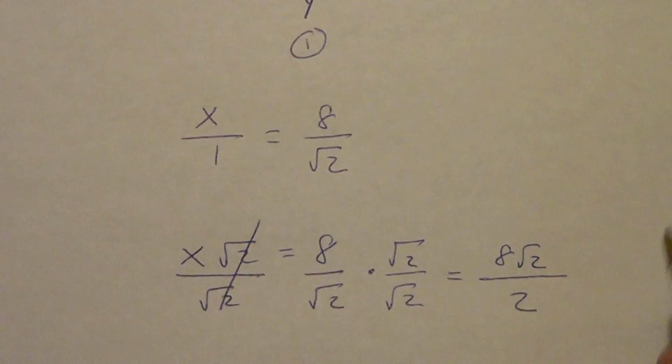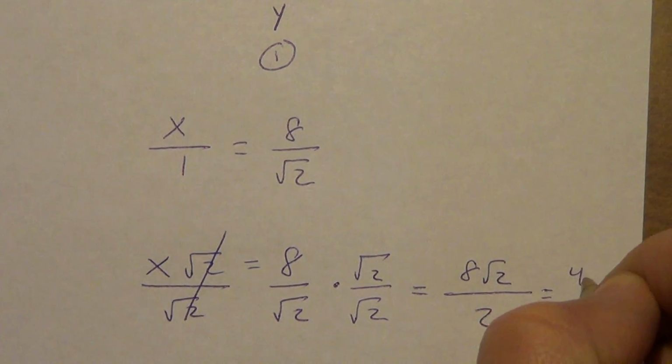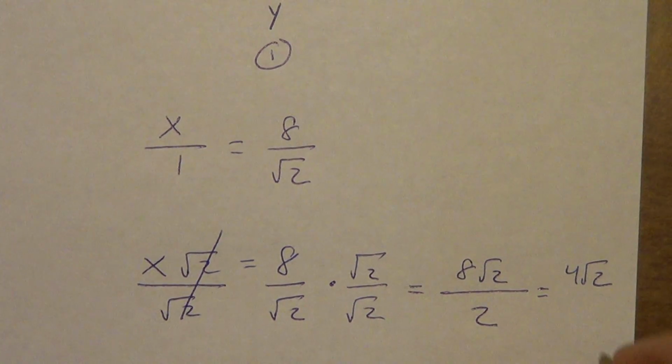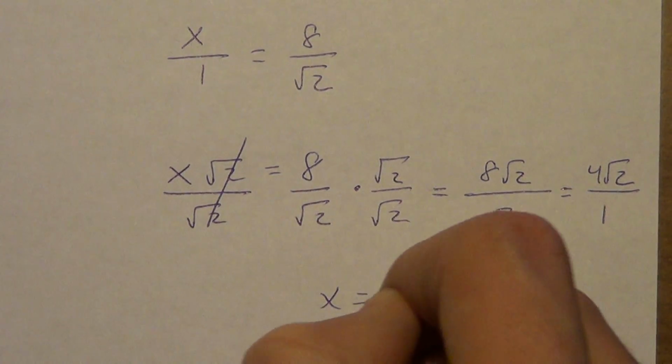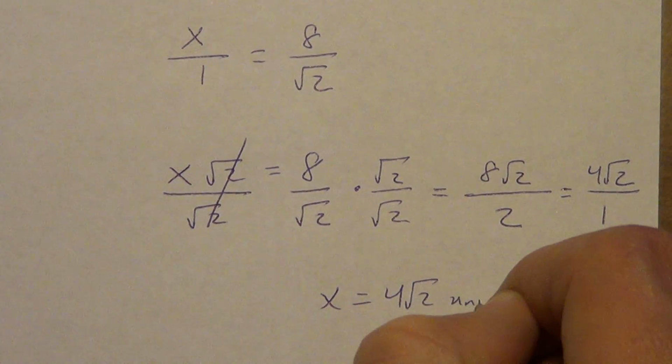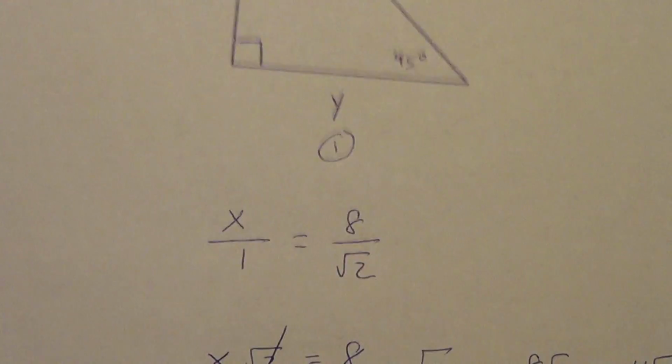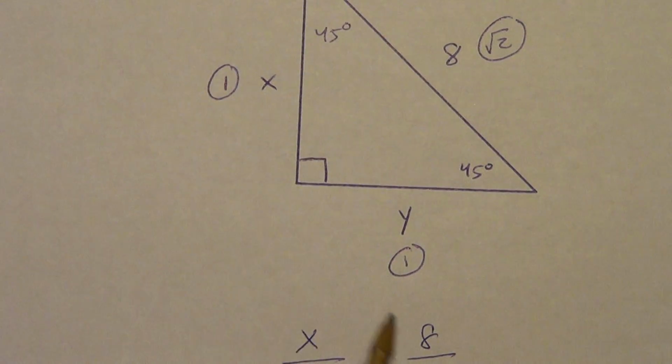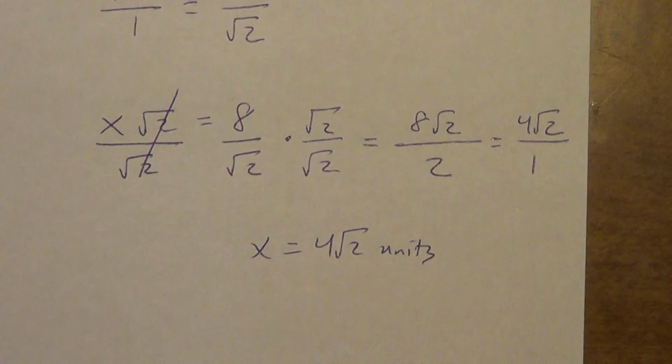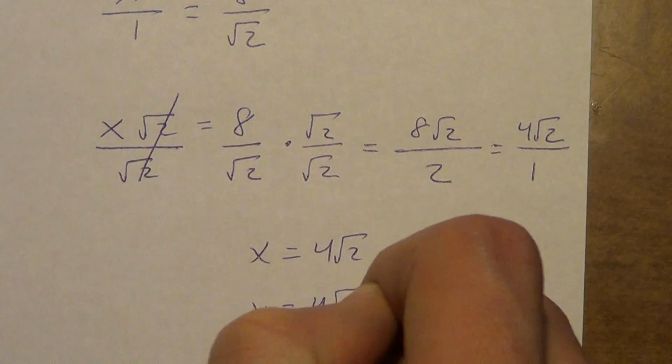They're both divisible by 2. So 8 root 2 is going to become 4 root 2, and 2 is going to become 1. We don't really need the 1, so we'll just say x equals 4 root 2 units. Now remember, x and y were equal. They were across from equal angles, so they have to be equal sides. So we can just automatically say y equals 4 root 2 units as well.